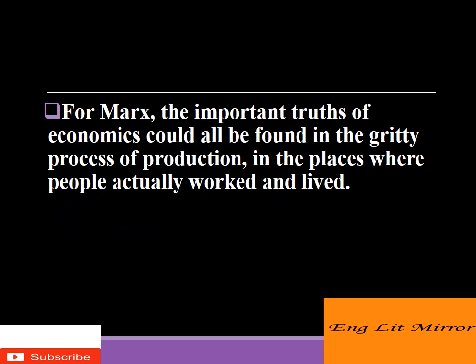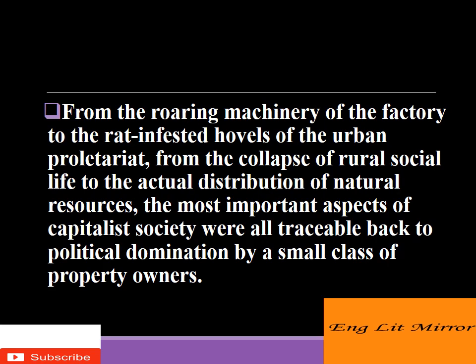For Marx, the important truths of economics could all be found in the gritty process of production, in the places where people actually worked and lived. From the roaring machinery of the factory to the rat-infested hovels of the urban proletariat, from the collapse of rural social life to the actual distribution of natural resources, the most important aspects of capitalist society were all traceable back to political domination by a small class of property owners.